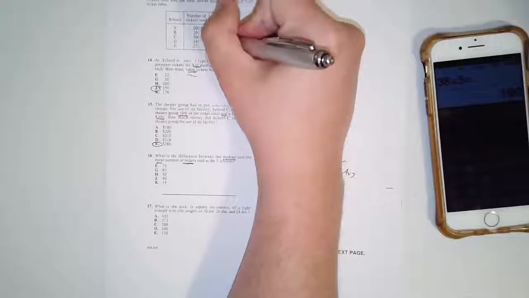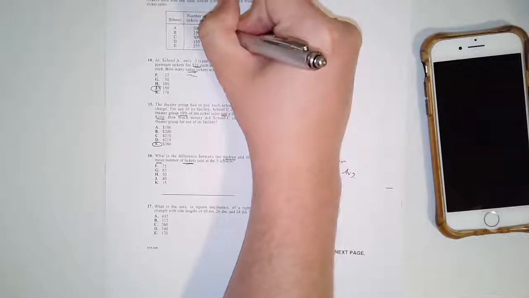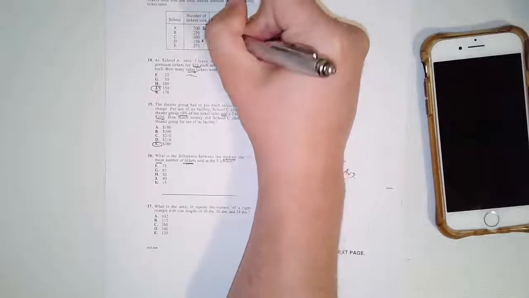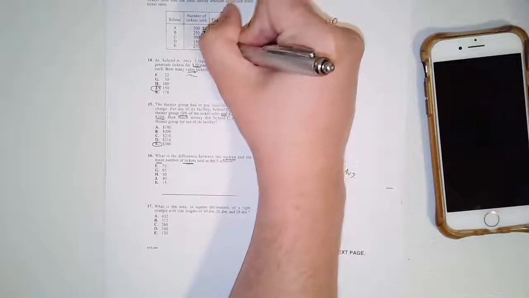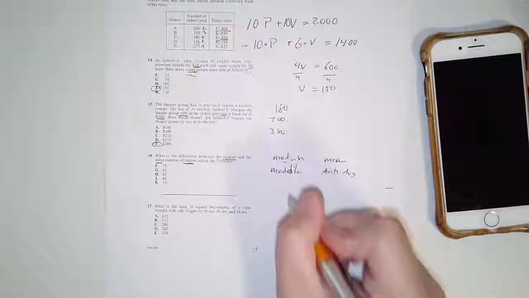So this is number 1. This is number 2. 250 is next, 275 is next, and 300 is last. So the median is my 250.